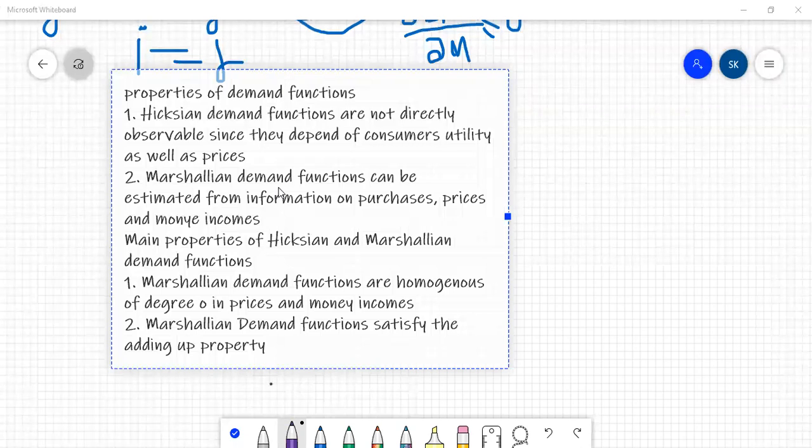The first one is that Hicksian demand functions are not directly observable because they depend on the consumer's utility as well as prices. Marshallian demand functions can be estimated from information on purchases, prices, and money incomes. Some of the main properties are that Marshallian demand functions are homogeneous of degree 0 in the prices and money income. Marshallian demand functions also satisfy the adding up property.